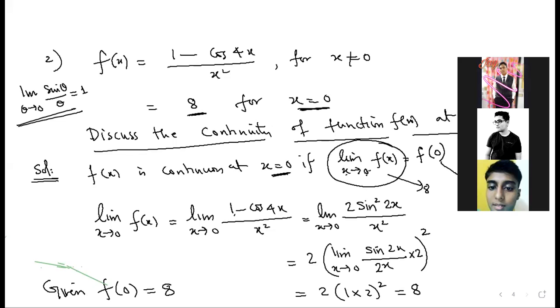Okay. Now tell me what happened? They are equal sir. What did you get as the limit's value? 8 है ना? और f of 0 कितना मिला? 8. Are they both equal? Yes, sir. So what is your conclusion from 1 and 2?